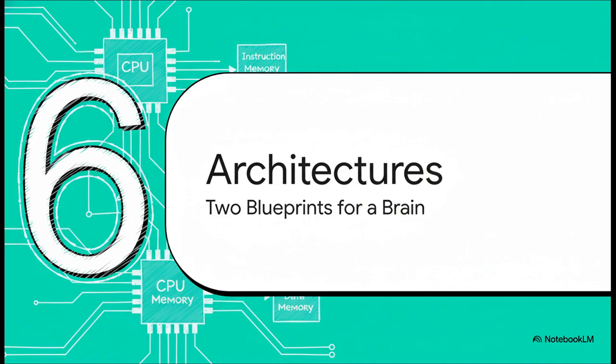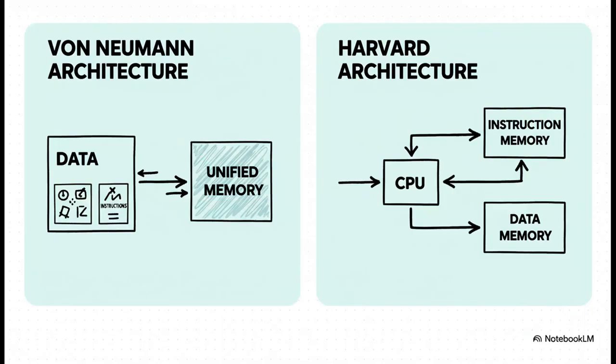All right, for our final section, let's zoom out a bit. We've seen the components, but how are they all actually laid out? What's the overall blueprint for a digital brain? Well, it turns out there are 2 major competing designs. So you've got 2 classic blueprints.